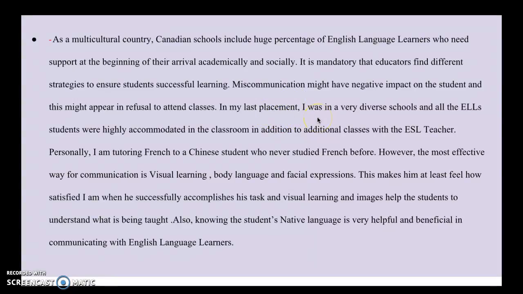In my last placement, I was in a very diverse school, and all the ELLs were highly accommodated in the classroom, in addition to additional classes with the ESL teacher.